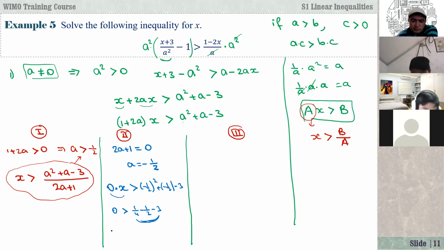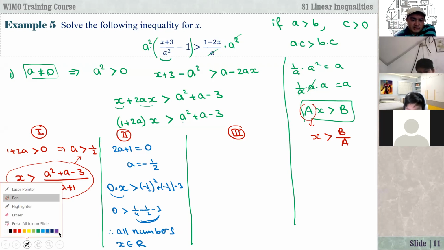So that means that, what is the solution then? All numbers, right? All real numbers. The solution set contains all the real numbers. Usually how they show that, usually it's just x is any real number. Okay, so that means that if a equals negative 1 over 2, the solution of this inequality contains all the numbers. And one more case is left.